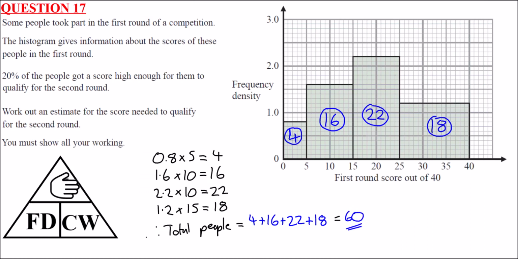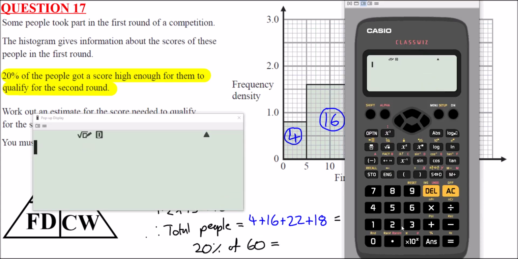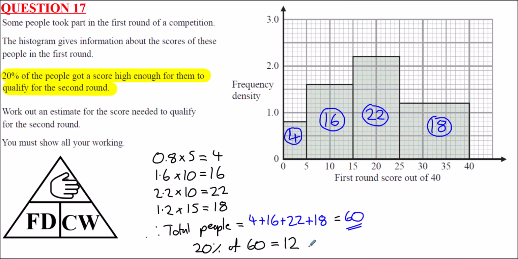Now the question said that 20% of the people got a score high enough for them to qualify for the second round. So if there's 60 people, we need to work out 20% of 60 really. So 20% of 60, again we can use a calculator, 20, shift, percentage button of 60 gives us 12. So therefore 12 people qualified.